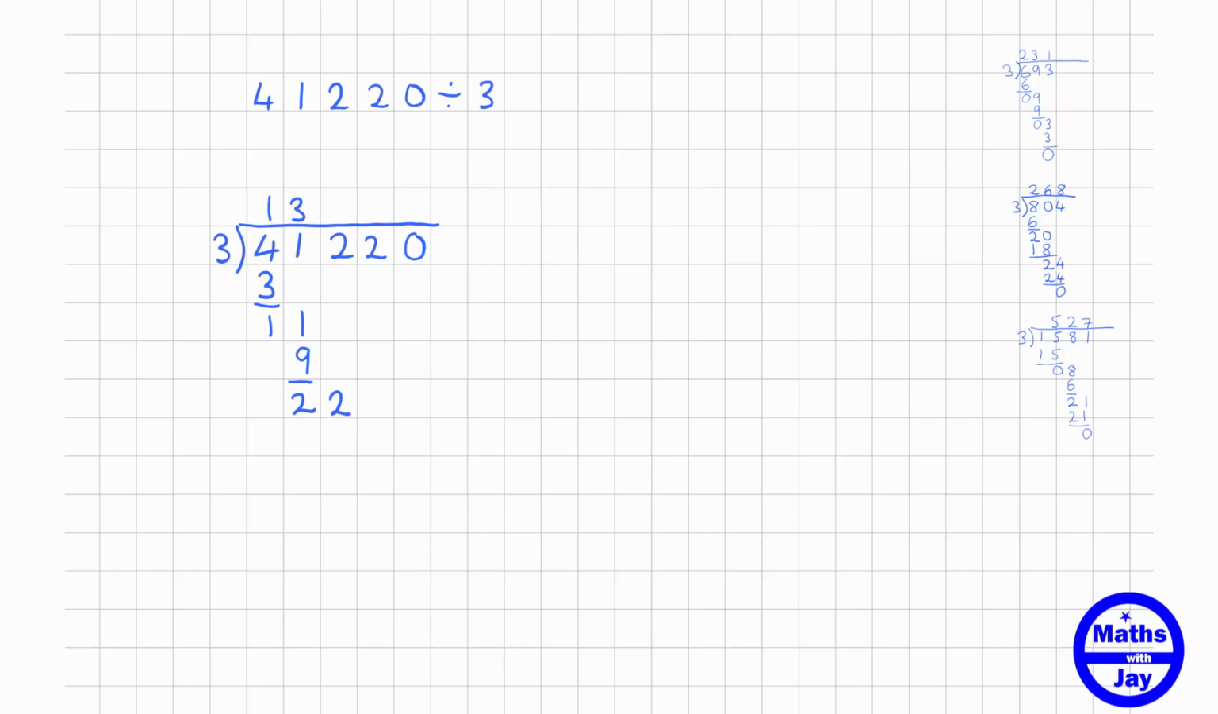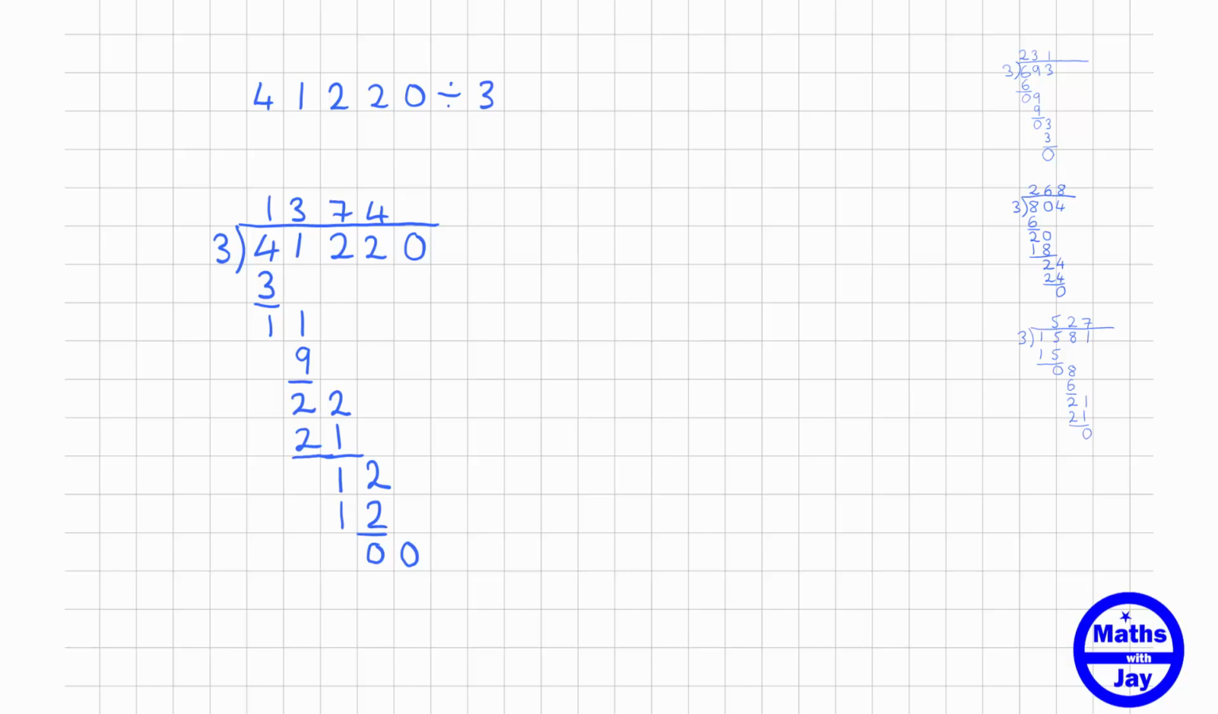And then 3's into 22. Well, it goes 7 times, doesn't it? 7 3s are 21. Bring down the next, I haven't done the subtraction, getting ahead of myself. So 22 minus 21 is going to be 1. And then bring down the next number, which is a 2. And 3's into 12 goes exactly 4 times. So then we're doing 3 4s are 12. Bring down the next number, which is 0.